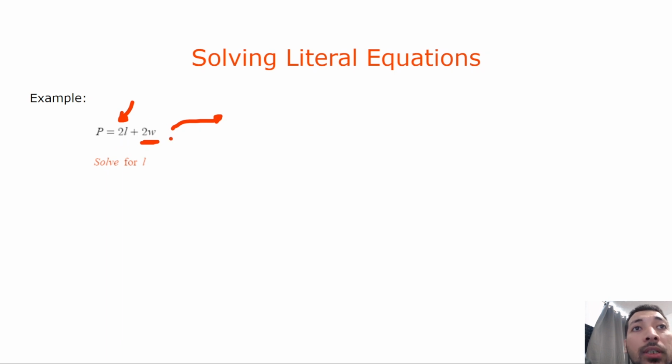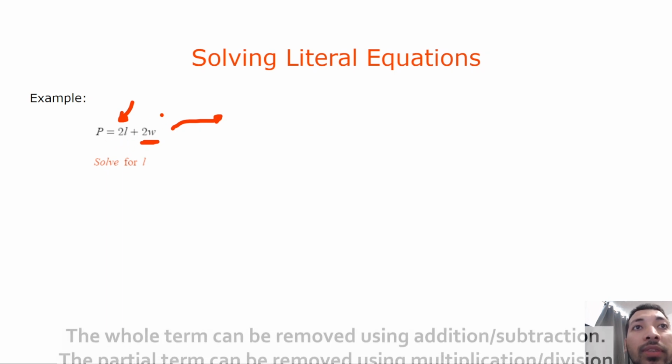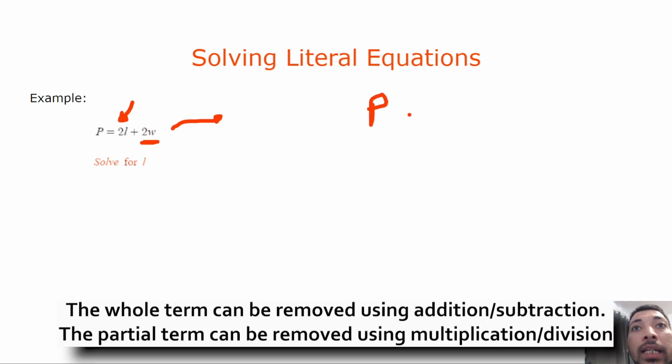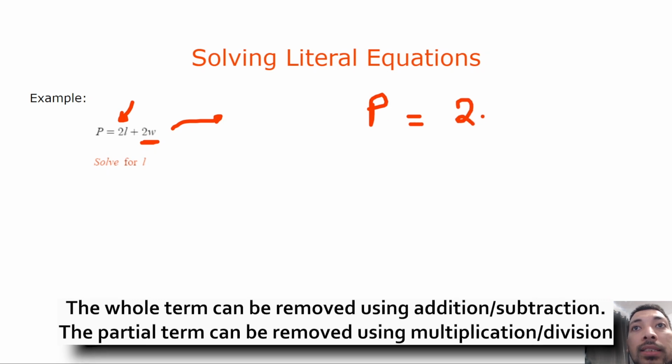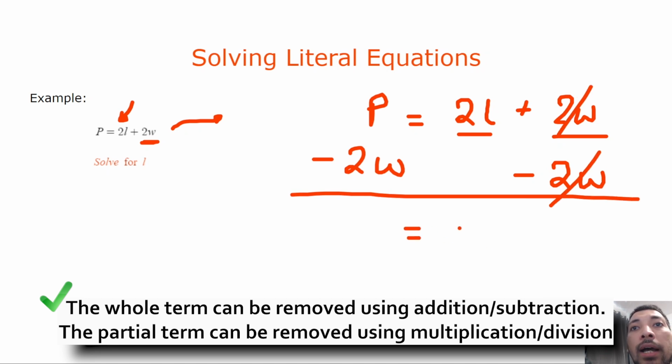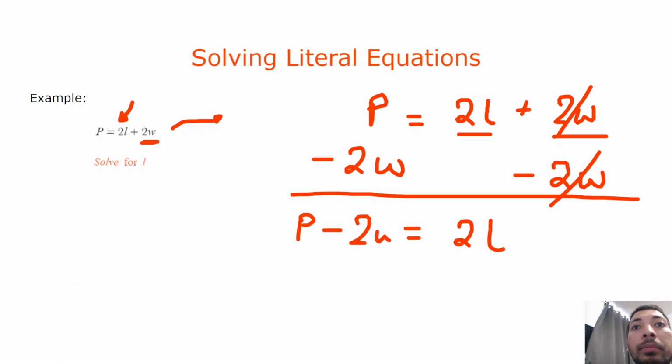Whenever we have any extra terms outside of the desired variable, we remove that first using addition or subtraction. In this case, we can get rid of this 2W from the right side by subtraction, because the operation between this 2L and 2W is addition. So we subtract 2W from both sides. Once we do that, this cancels out, and we have 2L equals P minus 2W. P minus 2W equals 2L. It's the same either way.